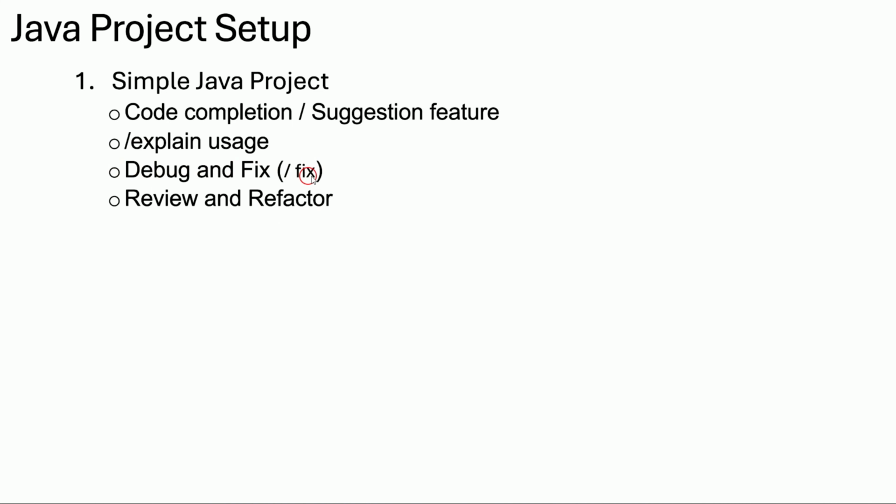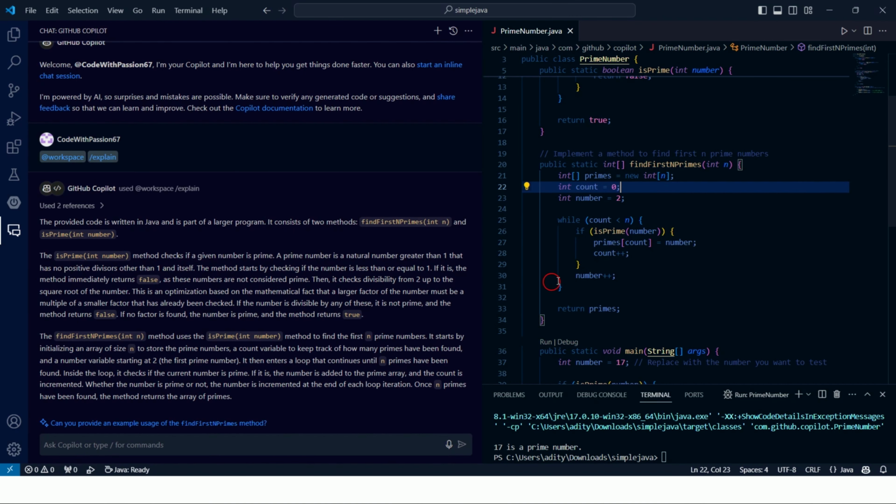We have debug and fix options. So in the debug and fix, how to fix a problem in our code and how GitHub Copilot Chat will help us to fix a problem. For that, go to your Visual Studio Code and we'll see that.